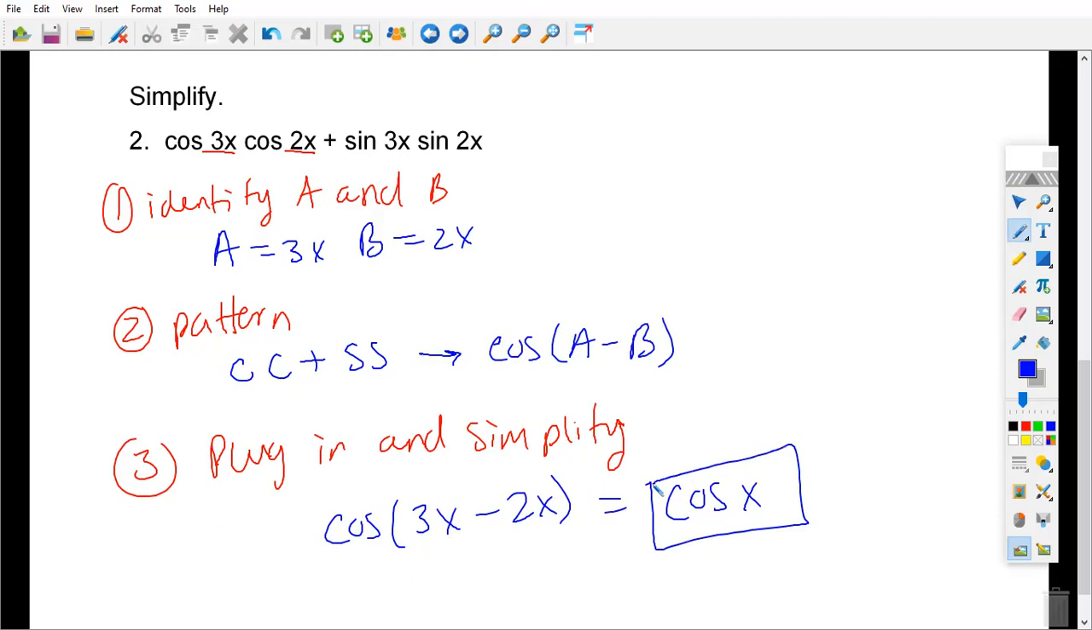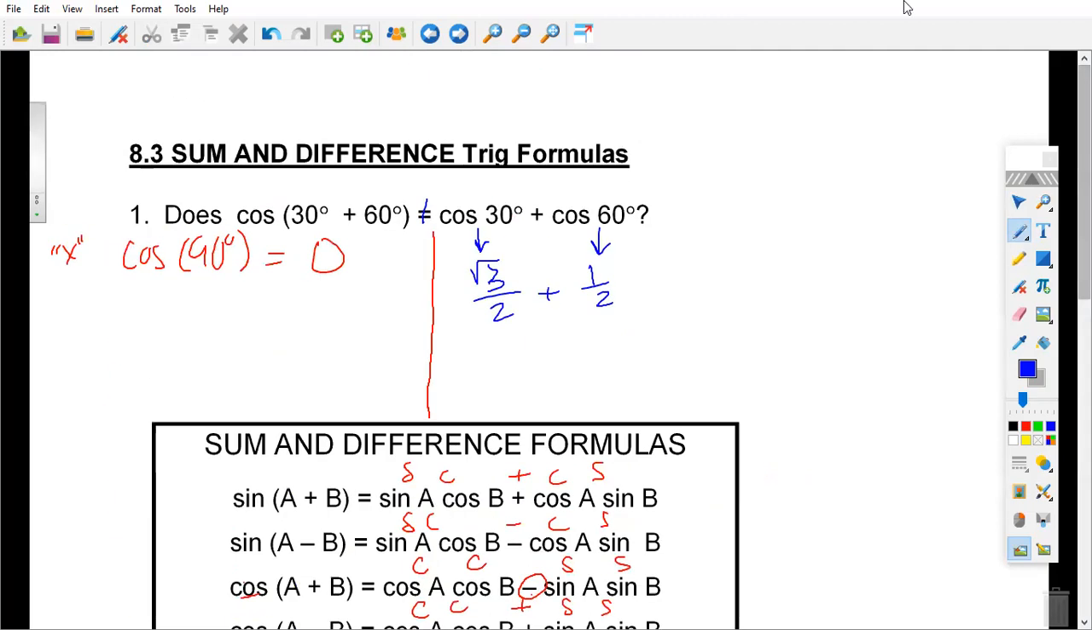Those are your 3 steps. How do we feel about this part? We identify A and B, figure out the pattern, plug in and simplify. Okay, all right. So I would like for you to try 3 on your own.